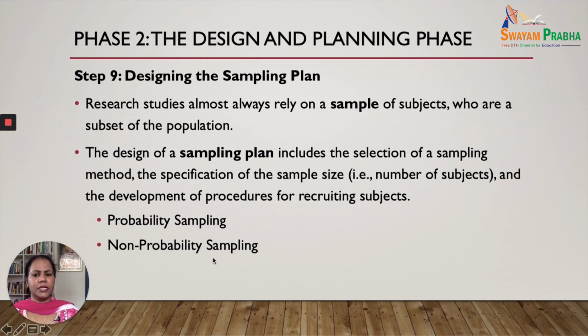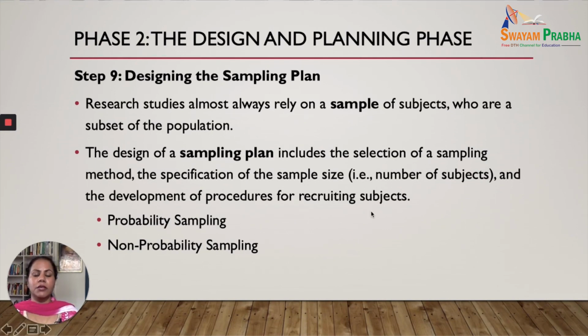So depending upon your study, you can go for either probability sampling or non-probability sampling, but majorly in case of experimental designs, we always prefer probability sampling, and for the non-experimental design, we can go for either probability or non-probability sampling. Another thing is specification of the sample size, meaning the number of subjects which you will be including in your sample. Now there are different techniques through which you can find out how many subjects will be needed in your sample for your research study, and the development of procedure for recruiting the subjects.